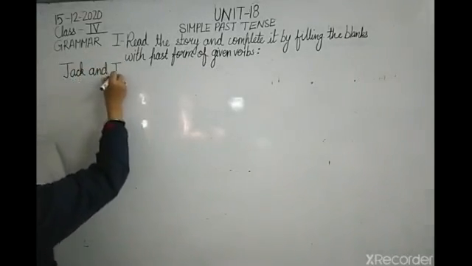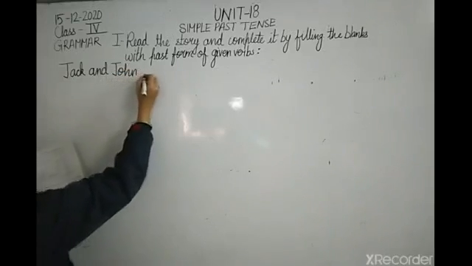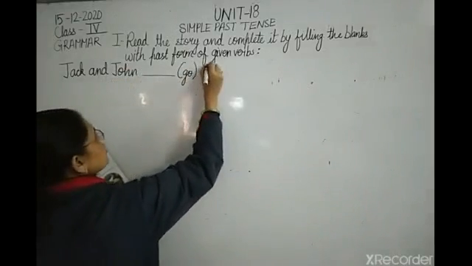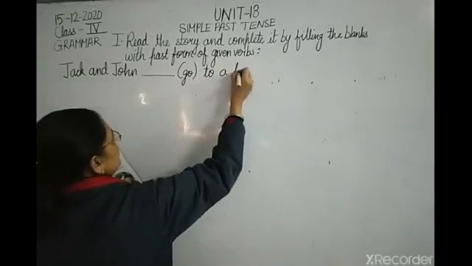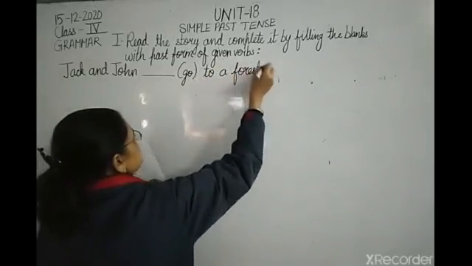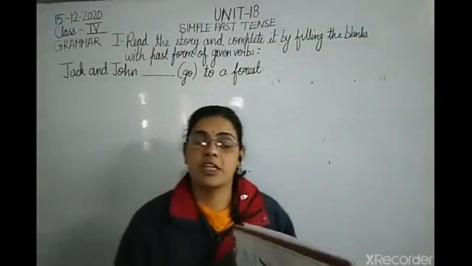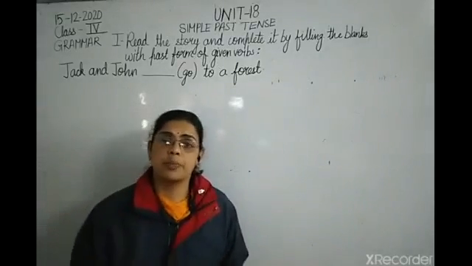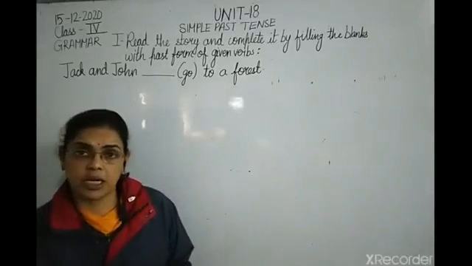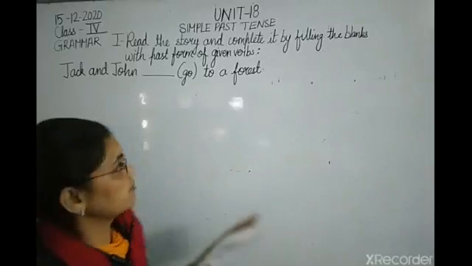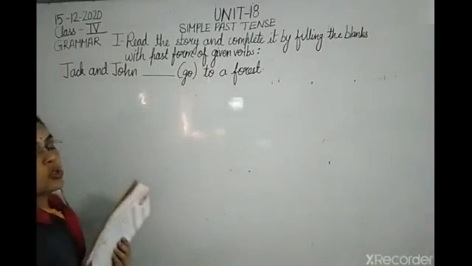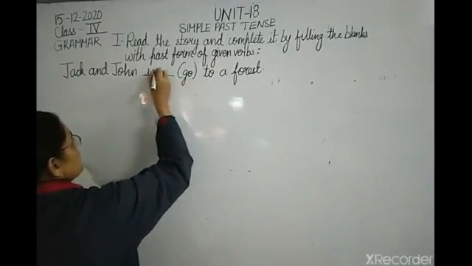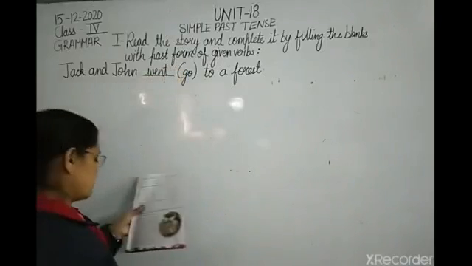In this exercise there are root forms of verbs given in the bracket, and what are we supposed to do? We are supposed to change the root form to the past form and fill in the blanks so that we write the story in the past tense. So, Jack and John go to a forest. The past tense of go is went. So please write went in the first blank.